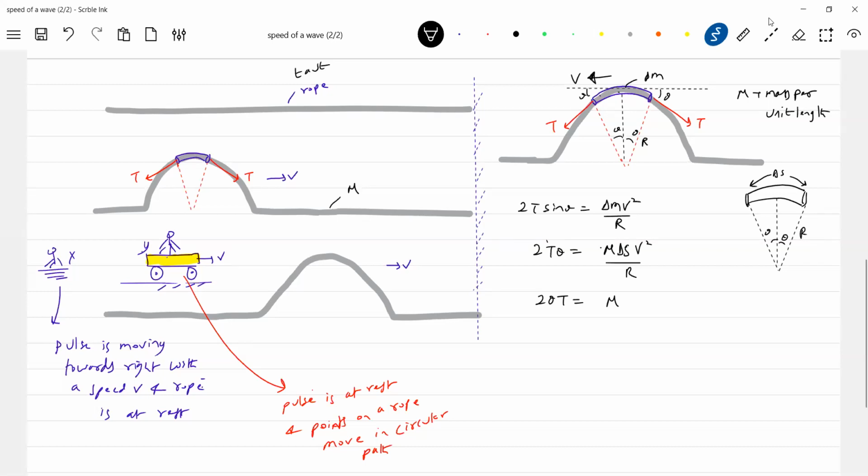Okay, I agree with this. So what is the delta s here? Delta s is the arc length, so you can write it as r into 2 theta. 2 theta gets cancelled, r gets cancelled. So finally I end up with t equal to mu v square, or v equal to root of t by mu. Okay, this is the speed of the wave.